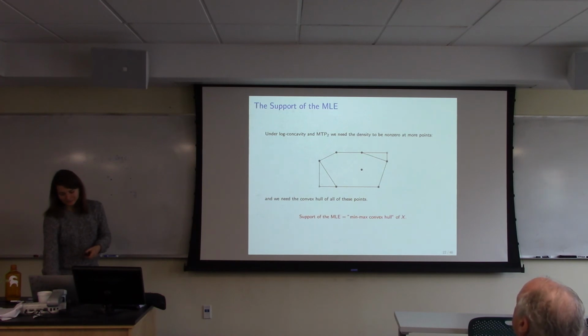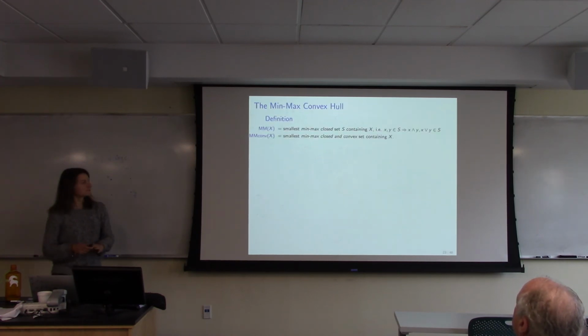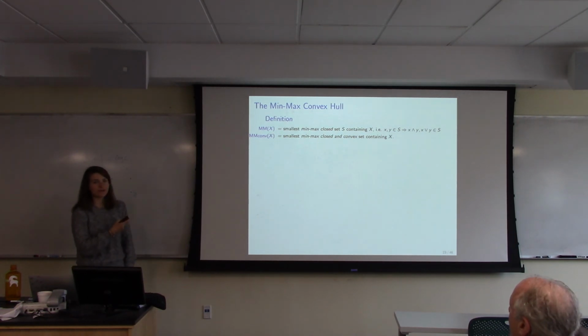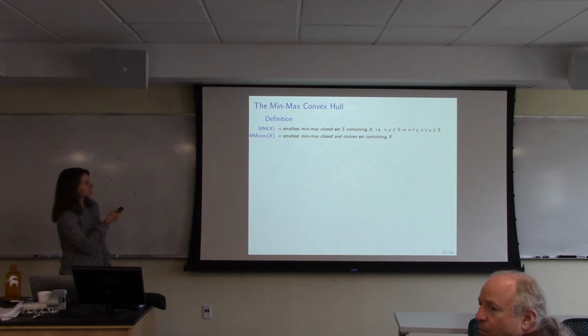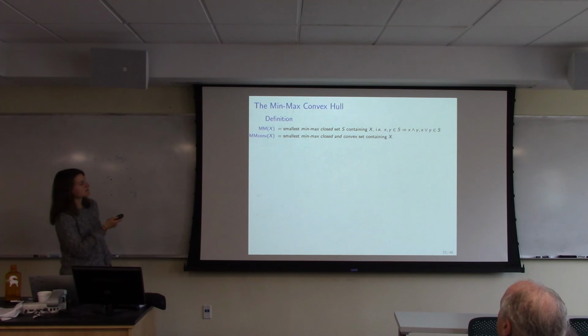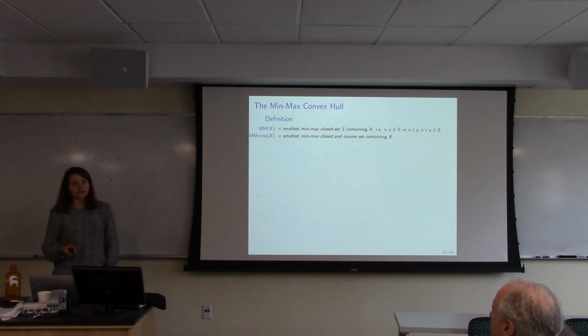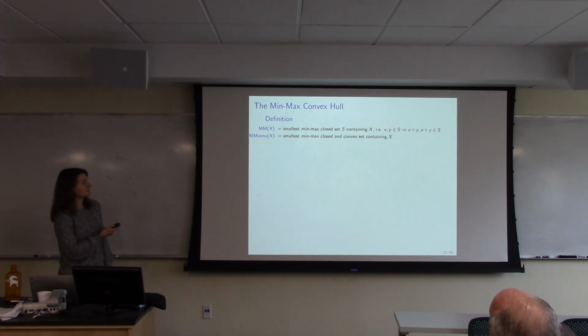Right, so we have two notions here. One is MMX, which is the smallest min-max closed set containing x. If x is finite, this is also finite. It's just some grid points or something. So if x and y are in the set, then their coordinatewise minimum and coordinatewise maximum are in that set. Okay, and then there's the notion of the MM_conv of x, which is the smallest min-max closed and convex set containing x.